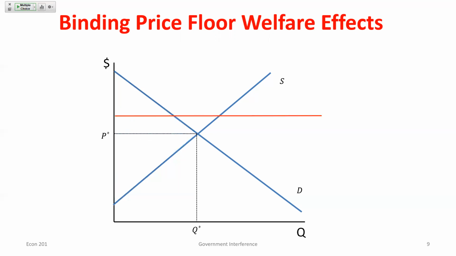So if I come in as the government and set this price floor and say, look, you can't charge a price below this value, well, at that price the quantity demanded, the point we're at on our demand curve, is much lower than the point we're at on our supply curve. So if the quantity demanded is less than the quantity supplied, we're going to end up with a surplus. There are more units out there than people want to buy.